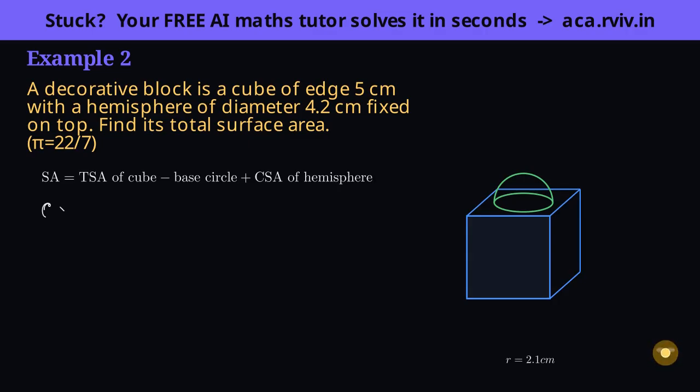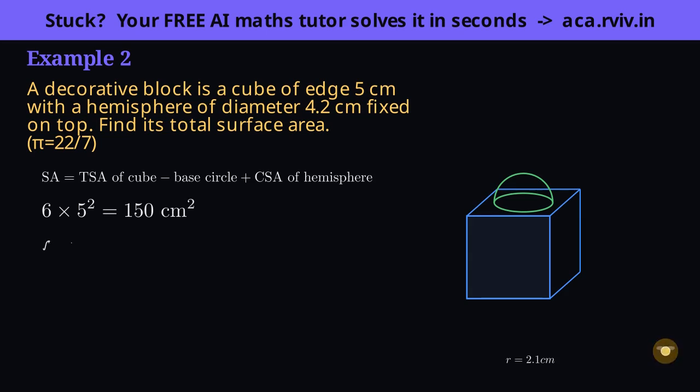First the cube by itself. A cube has 6 identical square faces, and each face is edge times edge, 5 squared, 25. 6 of them give 150 square centimeters. That's our starting skin before the dome touches anything.